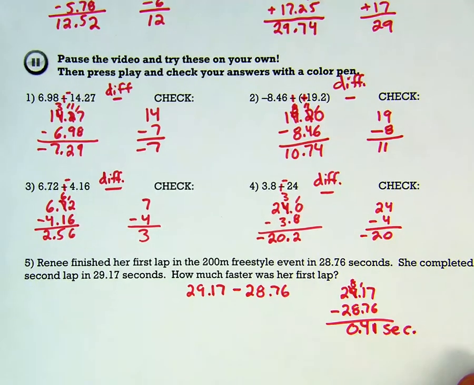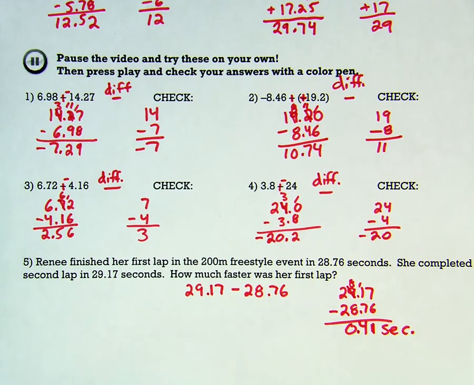Alright, number 1, you should have gotten negative 7.29. Number 2 should have been 10.74. Number 3, 2.56. And number 4, negative 20.2. And then lastly, how much faster was her first lap? We have 0.41 seconds.